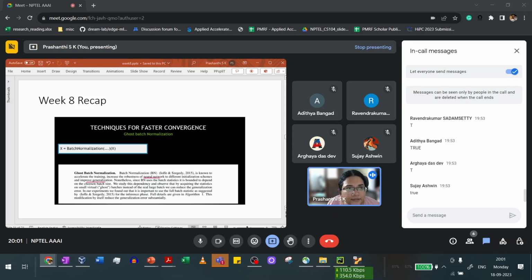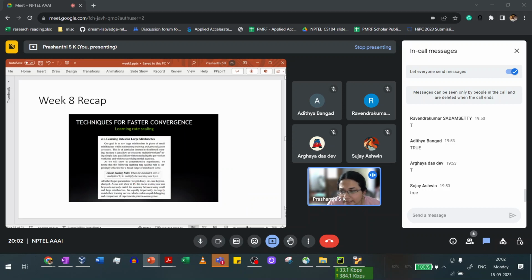So batch normalization kind of does the same thing for a given batch. But what is the disadvantage? It uses the batch statistics and therefore it depends on the chosen batch size, right? So ghost batch normalization tries to overcome this limitation. What it does is it acquires the statistics on small virtual or ghost batches instead of the real large batch, right? And they have found this reduces the generalization error. So this is one of the techniques that you can use to improve convergence. So remember that batch normalization and ghost batch normalization are slightly different.